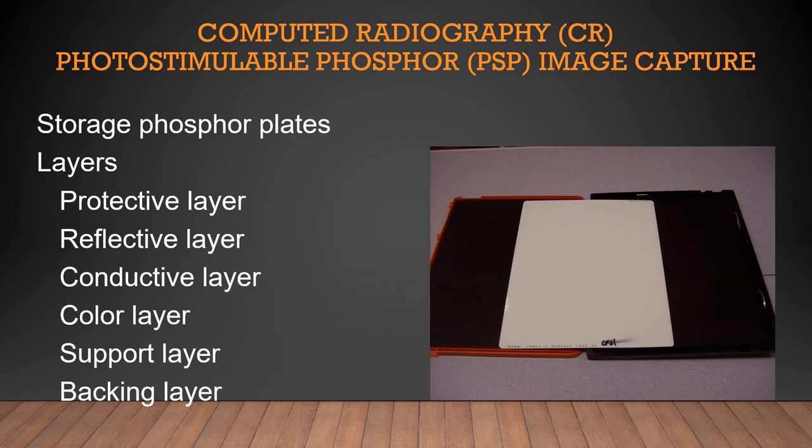There is a conductive layer, which is a layer of material that absorbs and reduces static electricity. A color layer, which is on newer plates only, may contain a layer which absorbs the stimulating light but reflects emitted light. The support layer is polyester, a semi-rigid material that gives the imaging sheet some strength, and a backing layer, which is a soft polymer that protects the back of the cassette.